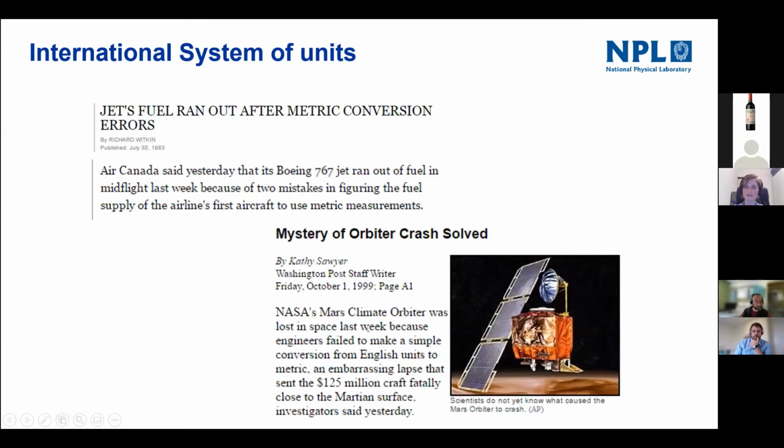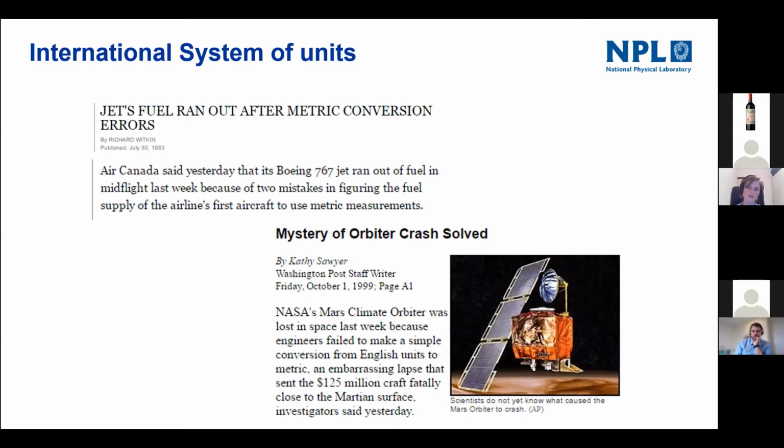So why is this important for everyday life? Before that, every country could measure things in various different units, and it started to be very hard to trade, and especially when we started to move towards some technological improvements, it started to be very difficult to communicate between different units. And there are some examples of really big issues when this is not maintained.